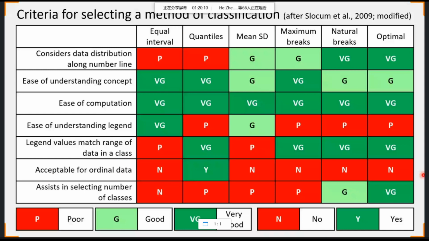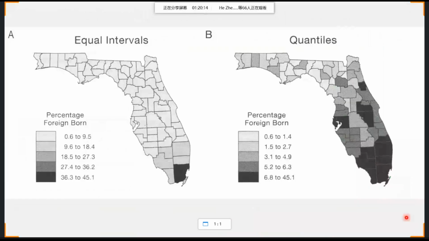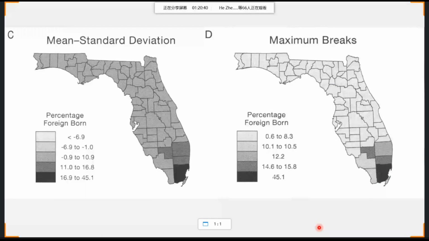And finally, just to compare the maps, a few words about that. So you have seen quite different classifications here. We have always the same data. We have always 5 classes, but the maps look totally different. So these are the first 2 methods, equal intervals and quantiles, then mean standard deviation and maximum breaks. And at the end, we have the natural breaks and the optimal method.